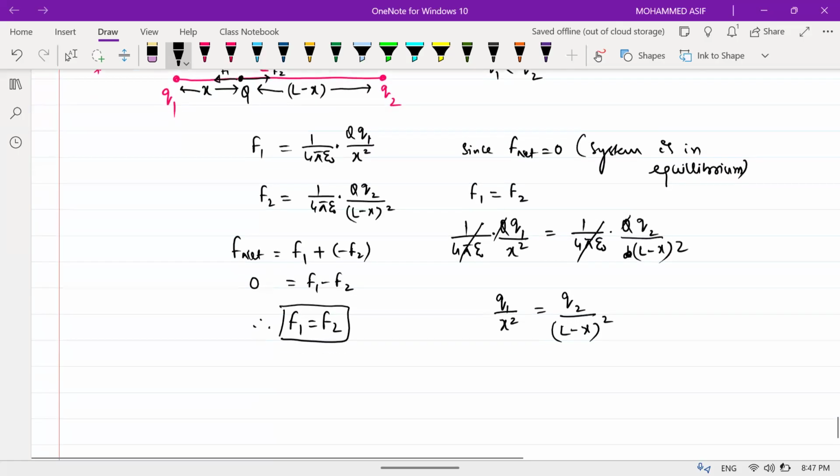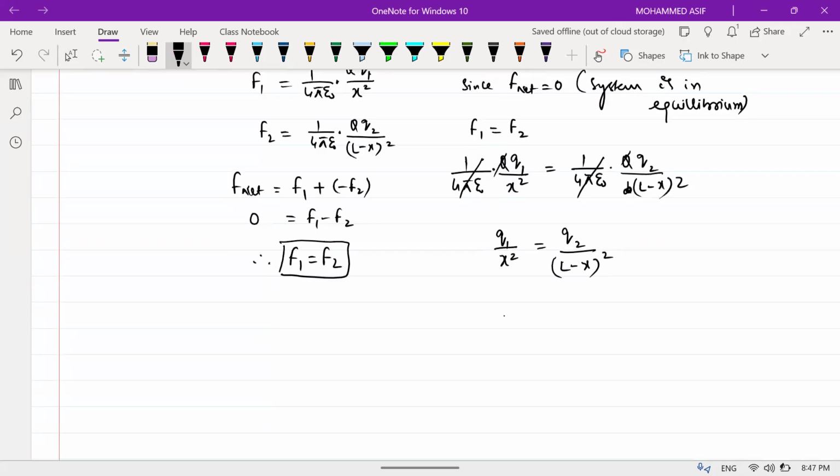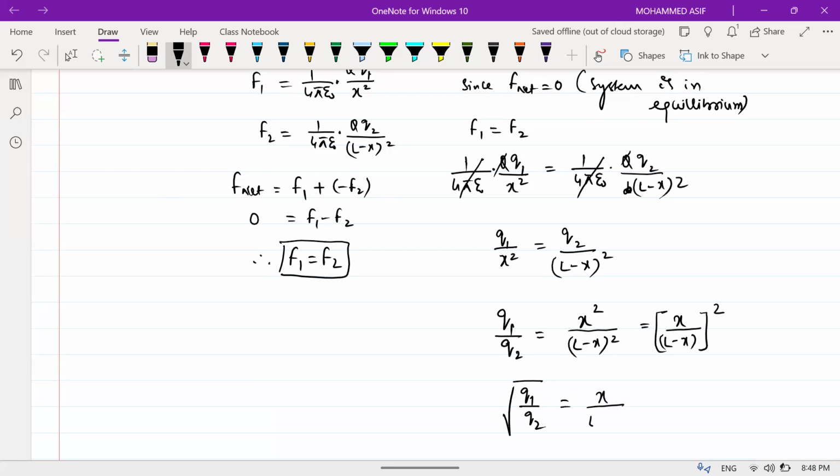Now if I need to calculate the value of x, I'll take all the charges to one side. Q1 divided by Q2 is equal to x square divided by (L minus x) whole square. So this can be written as x divided by L minus x, the whole square. If I remove the square, this will be equal to root of Q1 divided by Q2, equal to x divided by L minus x. So this will be equal to how much for me? x by L minus 1. Clear?